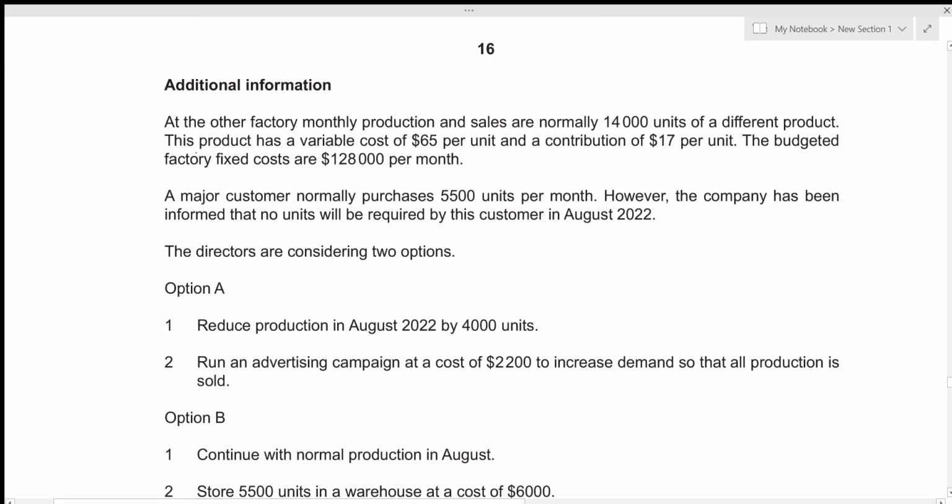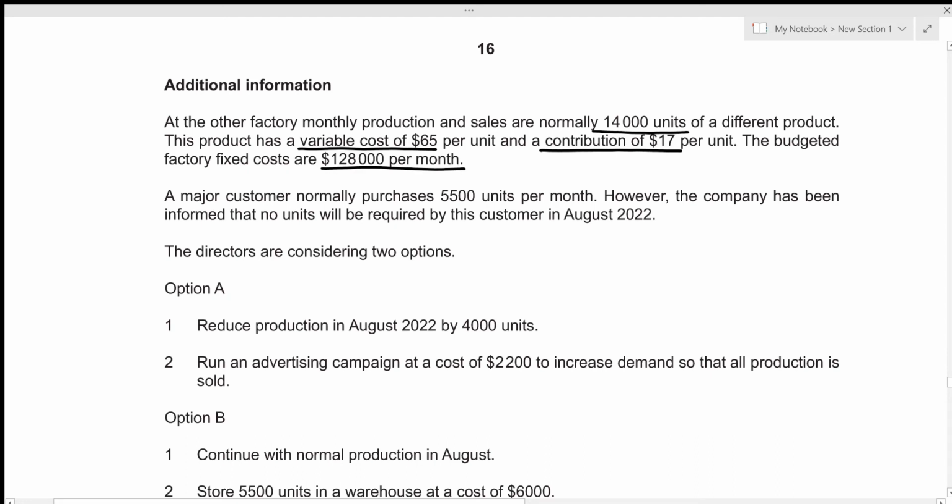We are again given additional information. At the other factory, monthly production and sales are normally 1,400 units of a different product. This product has a variable cost of 65 and a contribution of 17 per unit. The budgeted factory fixed costs are 128,000 per month.